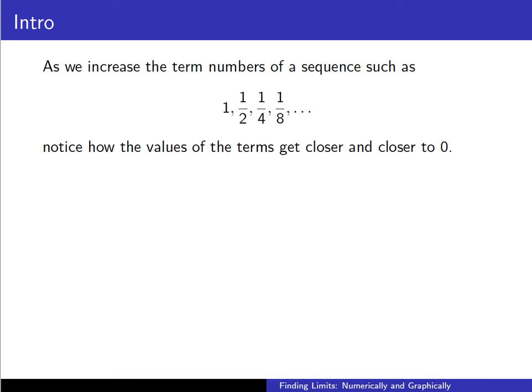So as we increase the term numbers of a sequence, let's say we have a sequence where each new term is half the previous term. So it's a geometric sequence with a common ratio of a half. So we'll start with 1, half of 1 is a half, half of a half is a quarter, half of a quarter is an eighth, half of an eighth is a 16th, and so on.